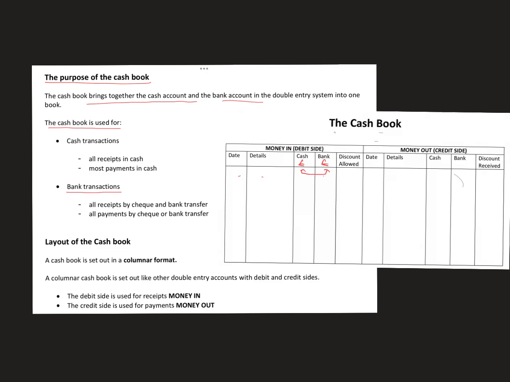The discount column, as we established, is just for a memorandum purpose. It's just for a tally. It is used for listing all of the monies that you're actually allowing to your customers. So you'd find that on the debit side of the cash book.